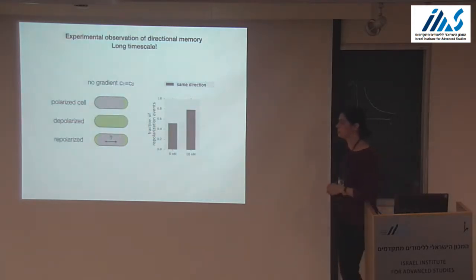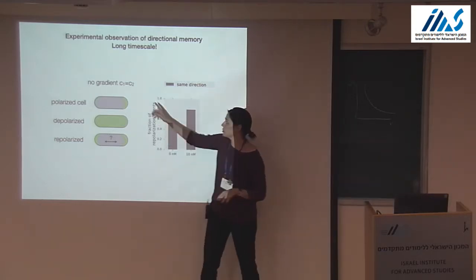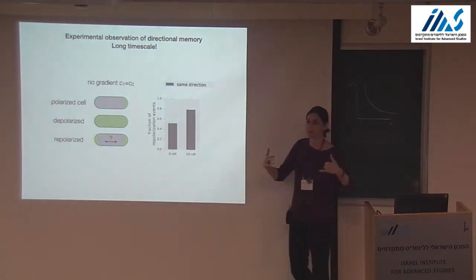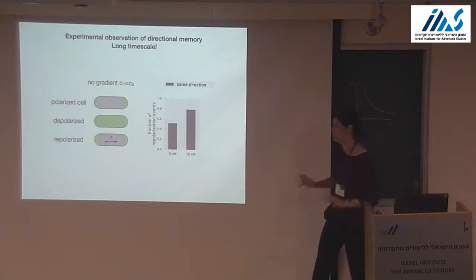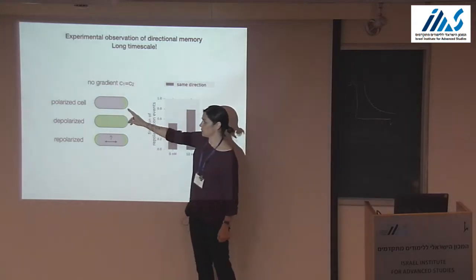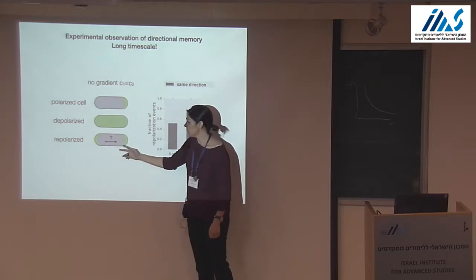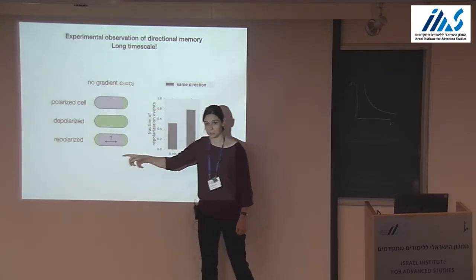Okay, so now I want to define a directional memory within the context of this experiment. So we look at the case when there is no gradient, right? The two concentrations are equal in both reservoirs. And in this case, cells tend to spontaneously polarize and depolarize due to internal noise. This is a lot of hand waving right now. So we look at a polarized cell, we wait for it to depolarize, and when it repolarizes again, we ask ourselves whether it repolarized in the same direction as before or the opposite direction.